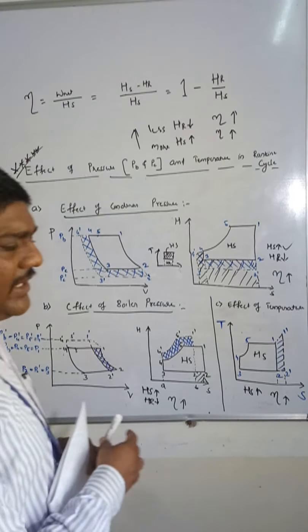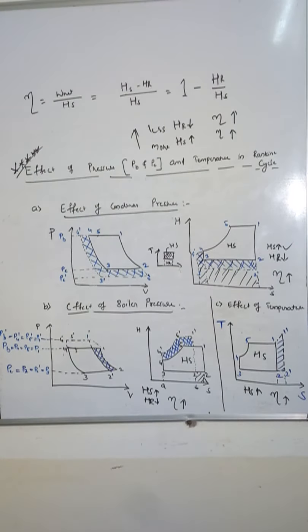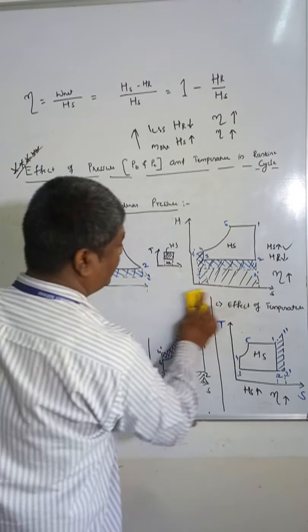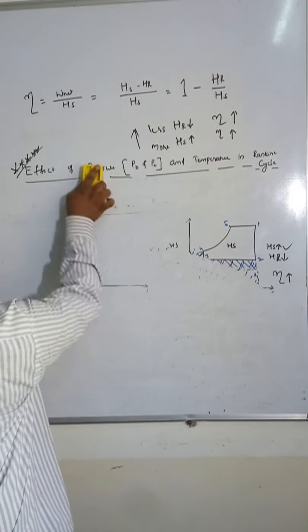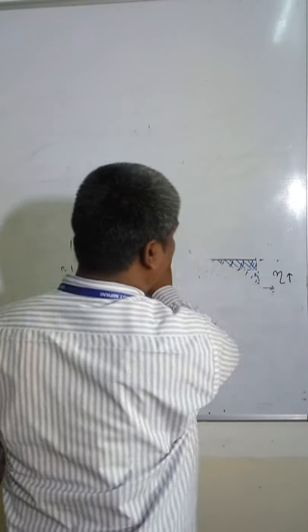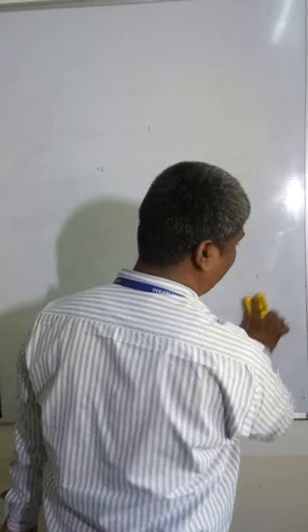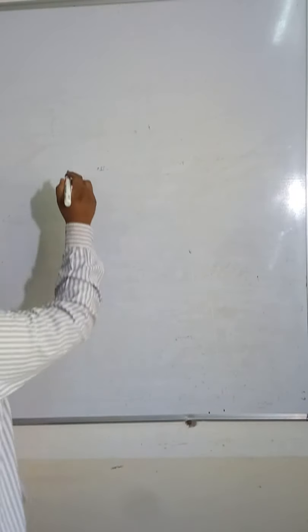Whatever we have studied, these are all theoretical cycles. Just as in gas power cycles we studied actual gas power and ideal gas power, like that here also, whatever we have studied is the ideal Rankine cycle. The ideal Rankine cycle also has some isothermal processes and other things. I will just explain here. Actual vapour cycle.